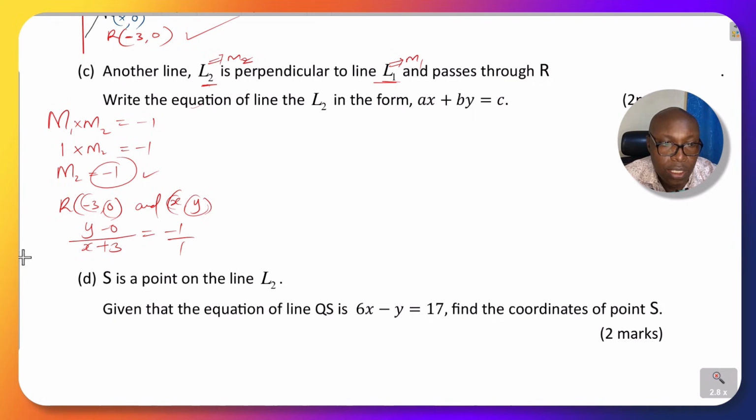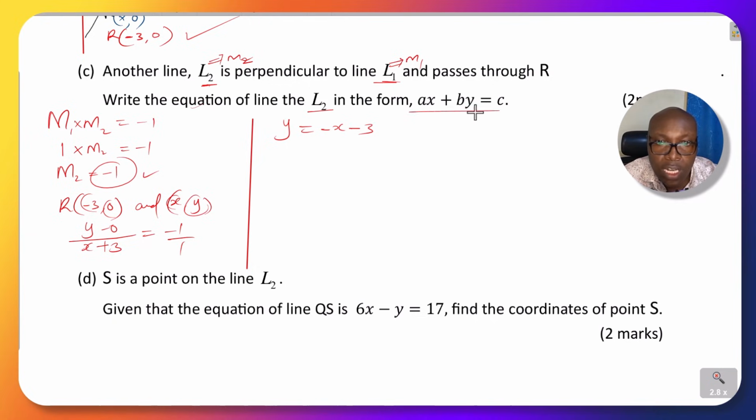So simply cross multiply here. Cross multiply. This y subtract 0, that is y. Y times 1, that is y, is equal to negative 1 multiplied by x, that will be negative x. Then negative 1 multiplied by positive 3, that will be negative 3, like that. So that is the equation of L2.